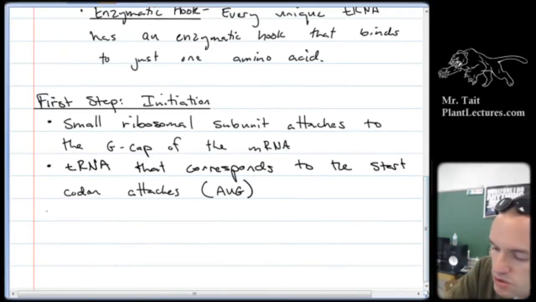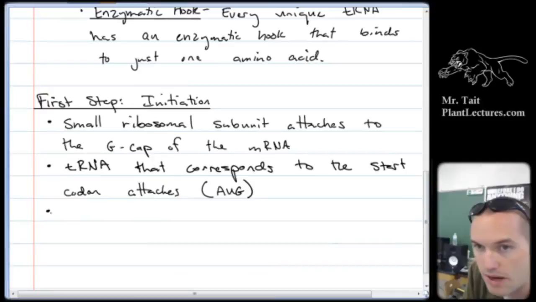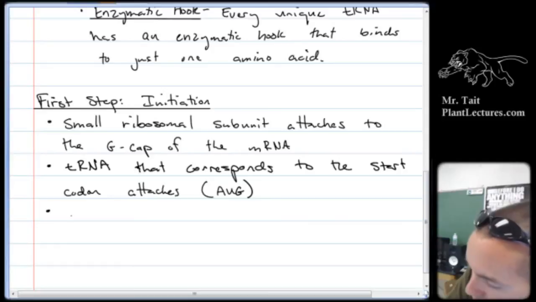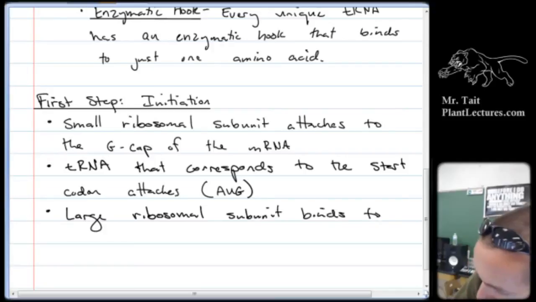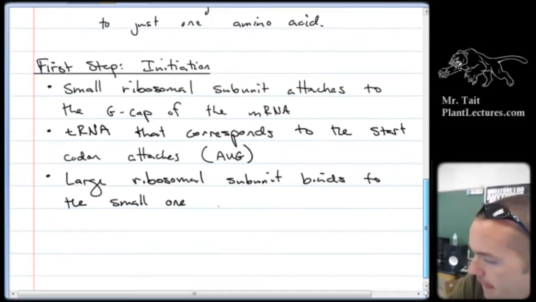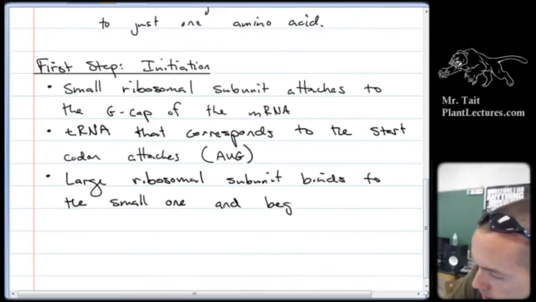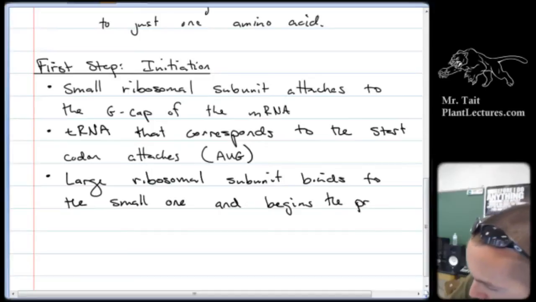And once that AUG codon is on there, that's going to signal the large ribosomal subunit to bind to the small one, right? Which kind of traps that first piece of tRNA in its spot and starts the process of protein synthesis. So we can say that the large ribosomal subunit binds to the small one, and begins the process of translation.